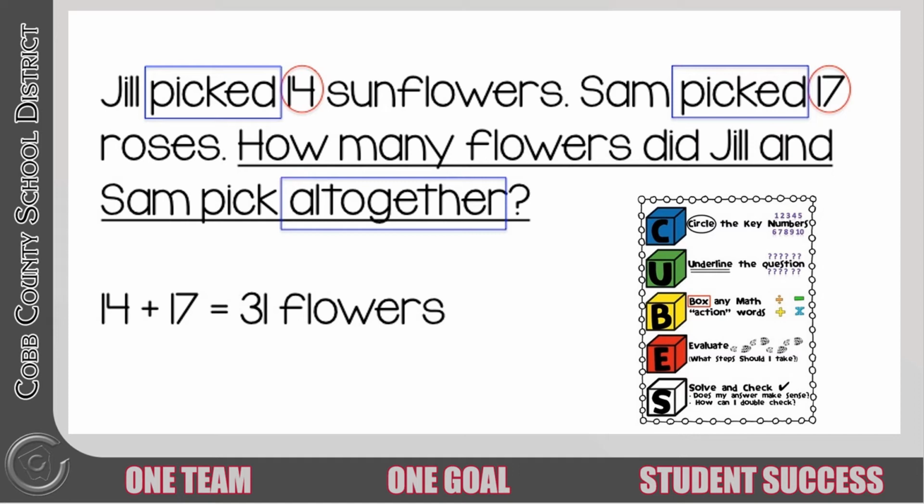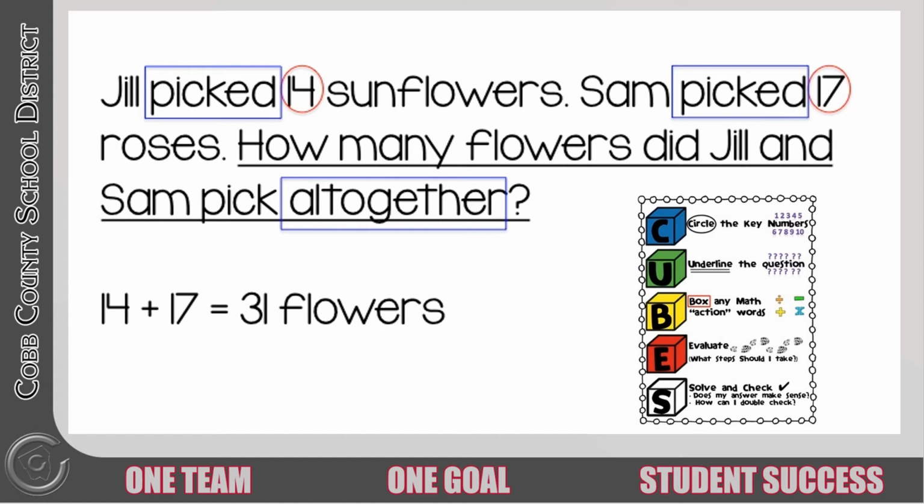B. Box any math action words. So our math action words were picked and all together. Here the student must ask themselves, what does the question really want to know when boxing the keywords? E. Evaluate. What steps should I take? What is this problem truly asking us?